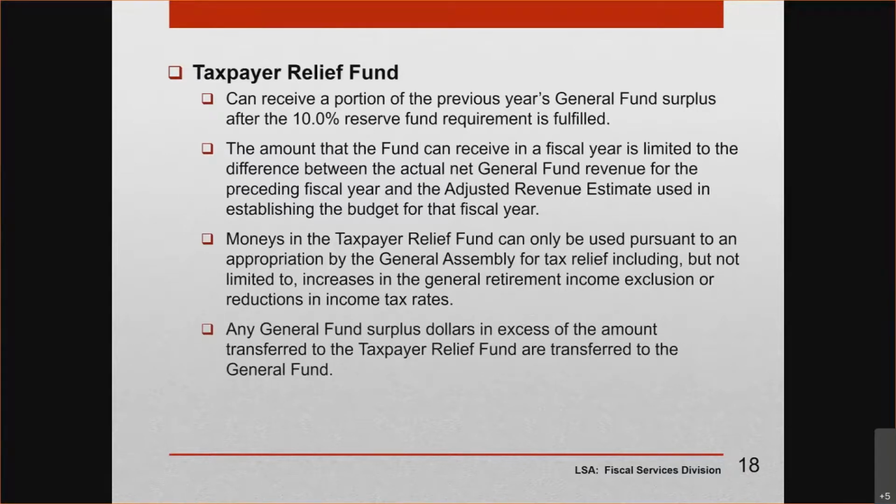So any general fund dollars that are in excess of the amount that we transfer to the Taxpayer Relief Fund get transferred back to the general fund, and that becomes that general fund carry forward amount that we talked about previously.